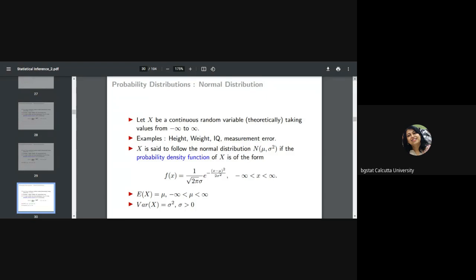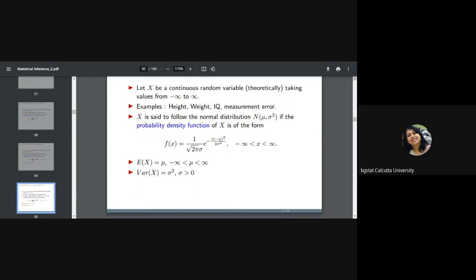The probability density function of the normal variable has this particular form. f(x) is equal to 1 over sigma times the square root of 2 pi, times e to the power minus a fraction which has (x minus mu) whole squared in the numerator, divided by 2 sigma squared in the denominator. The expression might look complicated at first look.